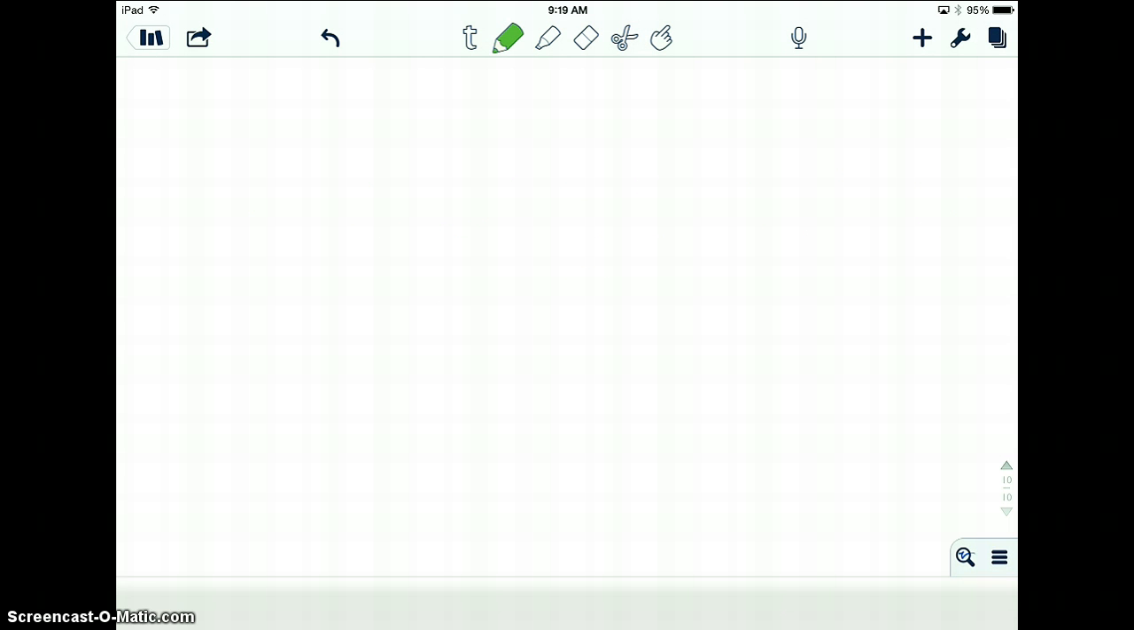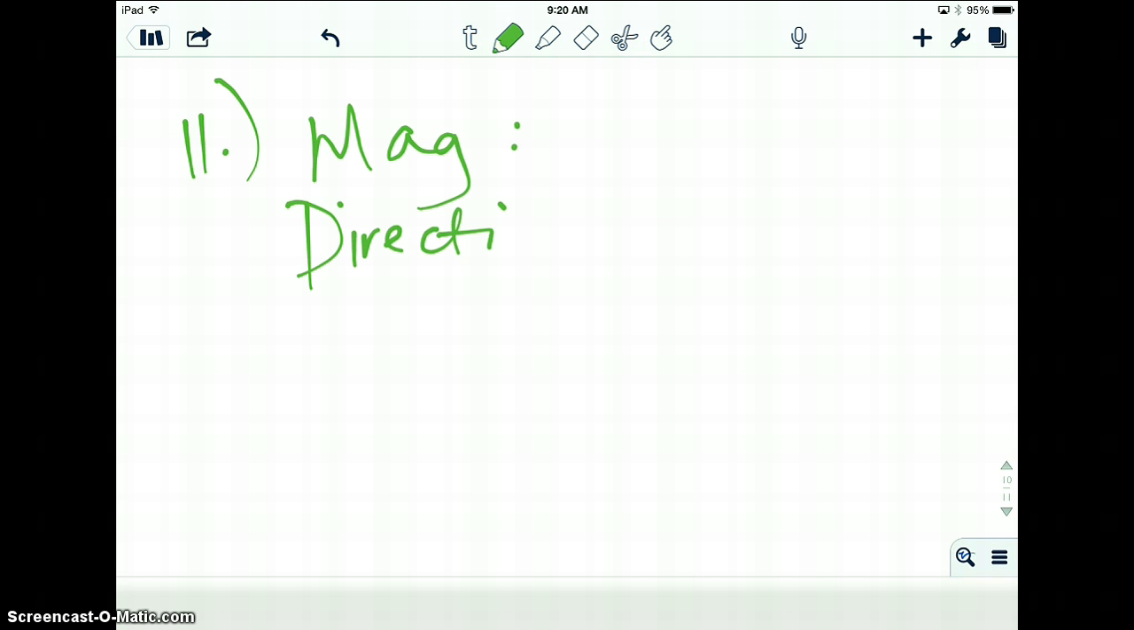Okay, we're going to try another one together. Okay, let's go ahead and look at number 11. It does just ask for an ordered pair to describe the vector. But I want you to practice with all of it. So I want to know the magnitude of this vector. I want to know the direction. And I want to know the ordered pair.